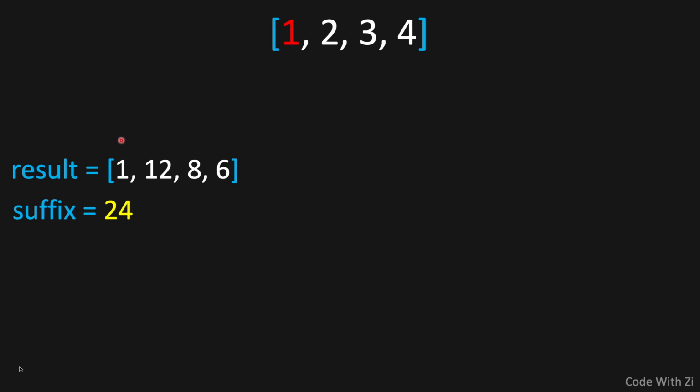The current position is going to be this one. So you have to multiply 24 with 1. And that's going to give us 24. And then we bring this down here and multiply by suffix. And we're done with our loop.